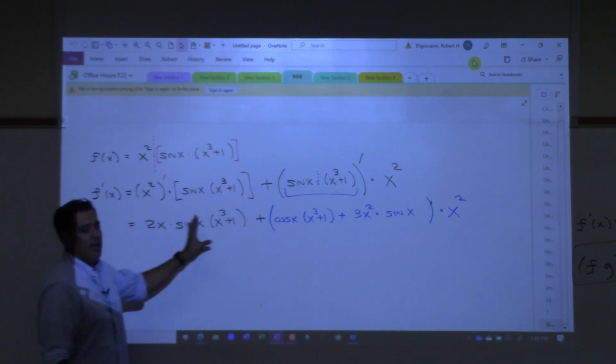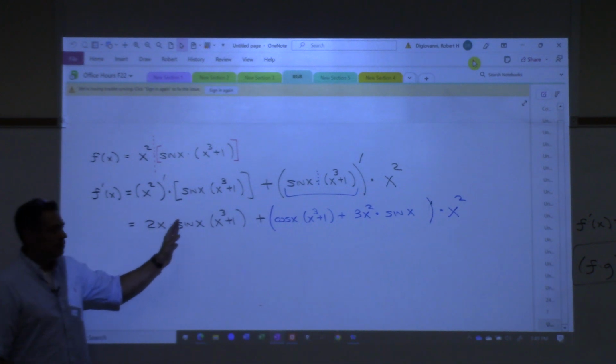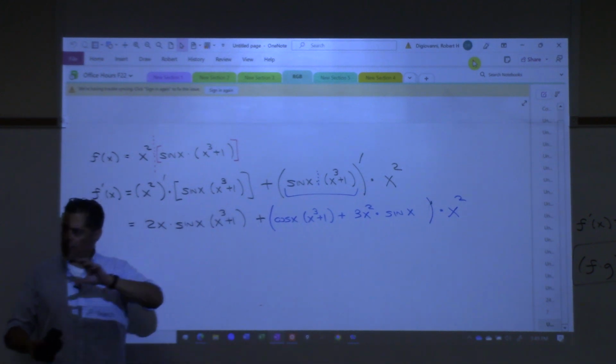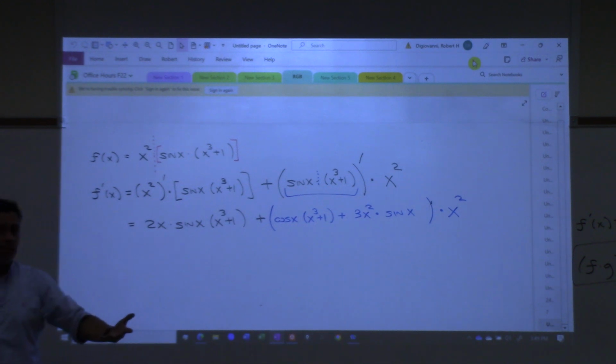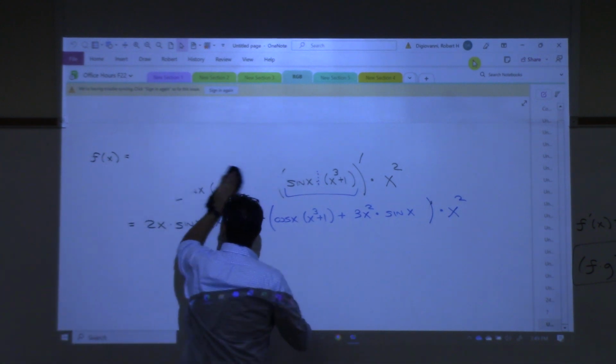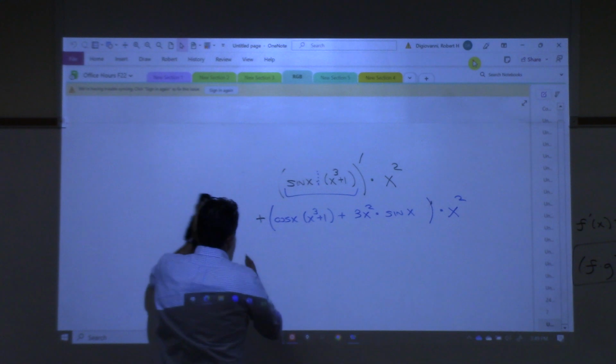How do we know when we're done? When you have no more primes, okay? When you have no more derivatives to take. Once you've taken all the derivatives, you're done with calculus. And now you're back in algebra. All right.